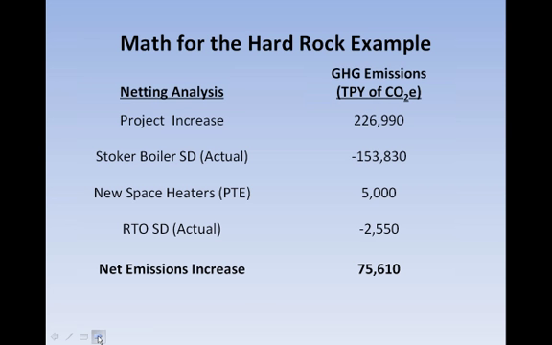tons per year. And then the RTO removal is considered with its actual emissions of 2,550 tons per year. The reduction due to the process heater is not included because it is outside the contemporaneous period. So we end up with an increase that is just over the 75,000 tons per year threshold.